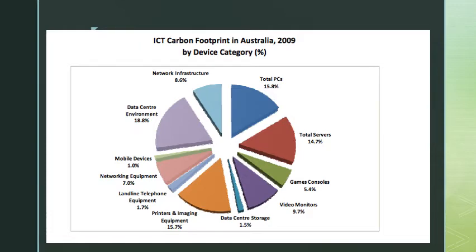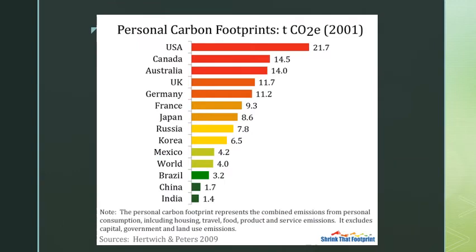Here's a carbon footprint estimate in Australia about devices with PCs, servers, consoles, games, all these different electronic devices in Australia, and how that breaks down into carbon use. We are top of the chart for our personal carbon footprint. I believe China has a very high carbon footprint, but it's not considered personal.